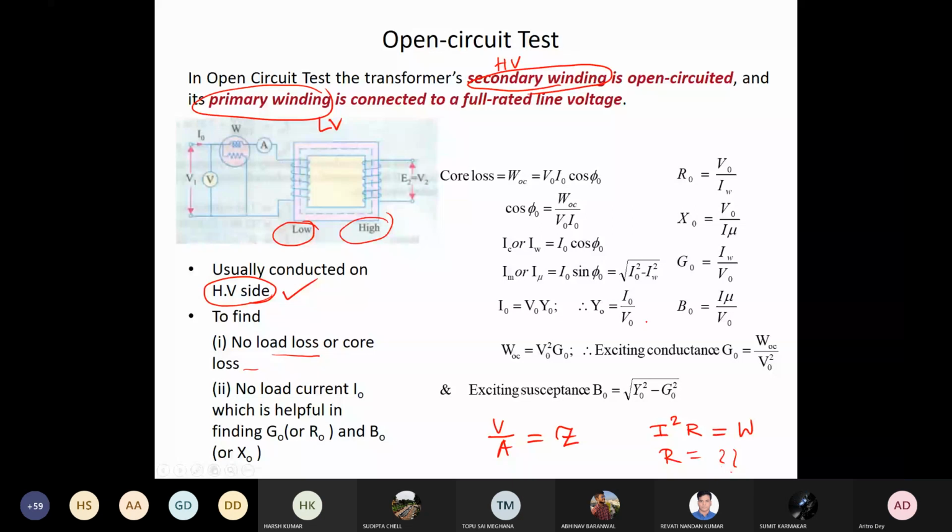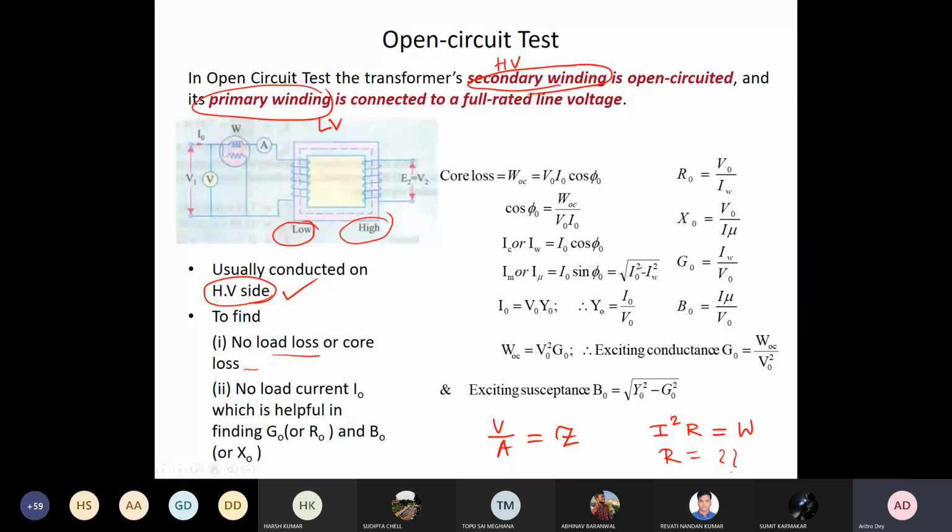Okay, so let's see how it is shown here. The core loss component WC equals V0 I0 cos phi, and cos phi equals what? WOC by V0 I0. So you can get IC equal to I0 cos phi and I0 sin phi. And what is your I0? I0 is your ammeter reading. So in that way also you can calculate.